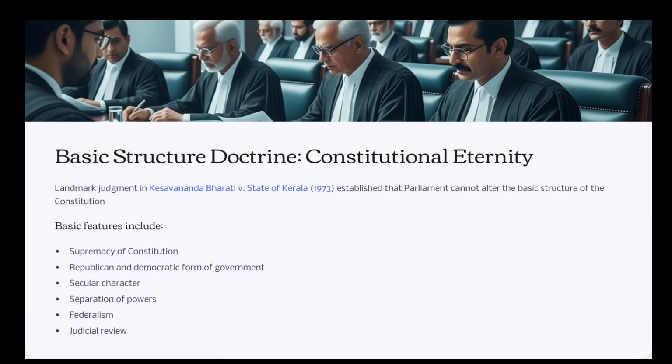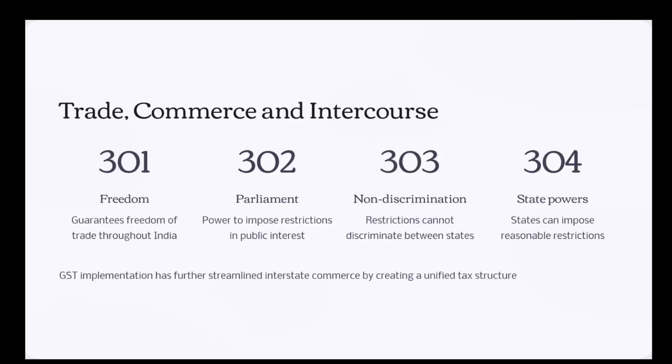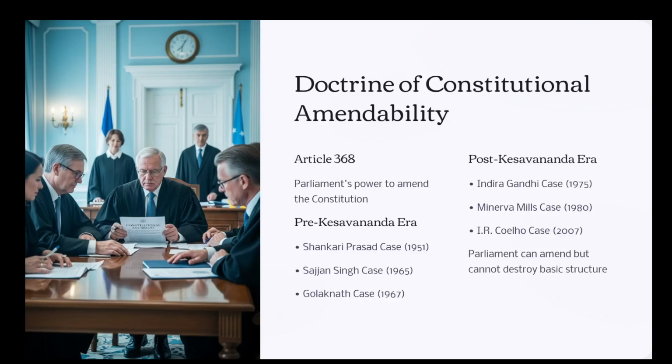Then basic structure doctrine, constitutional identity. The landmark judgment of Kesavananda Bharati versus State of Kerala, 1973, established that Parliament cannot alter the basic structure of the Constitution. The basic features include supremacy of the Constitution, republican and democratic form of government, secular character, separation of powers, federalism and judicial review.